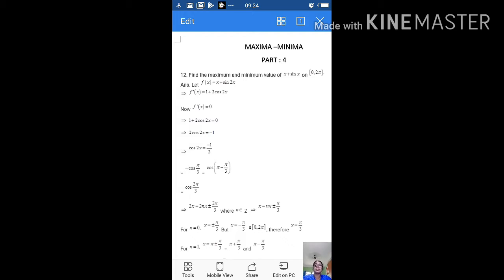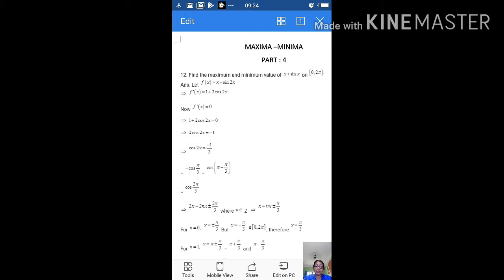Now this f dash x we have to make equal to 0, so that we are getting here cos 2x is equal to minus half. Now half is the value of cos pi by 3, so that is minus cos pi by 3. Cos is negative in the second and third quadrant. So the second quadrant we are considering as cos of pi minus pi by 3, that is 2 pi by 3.